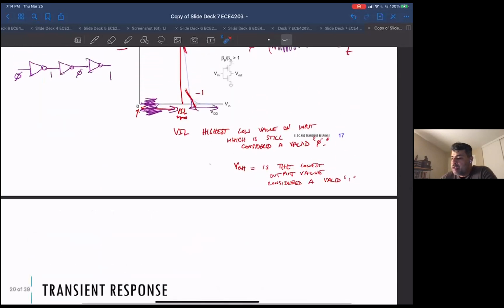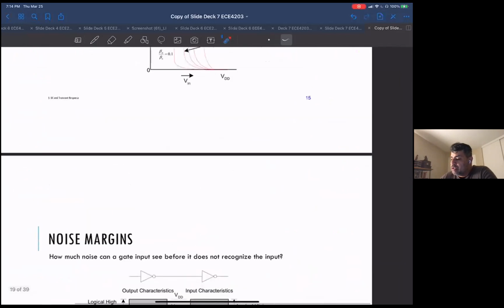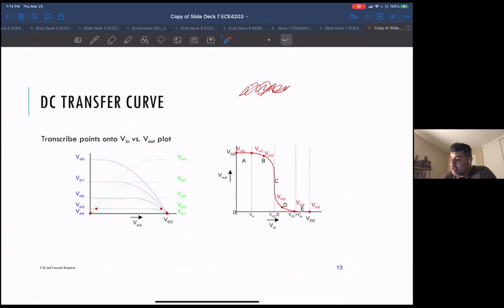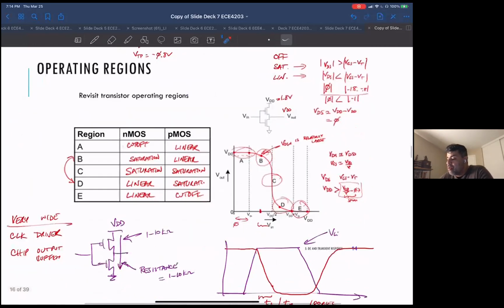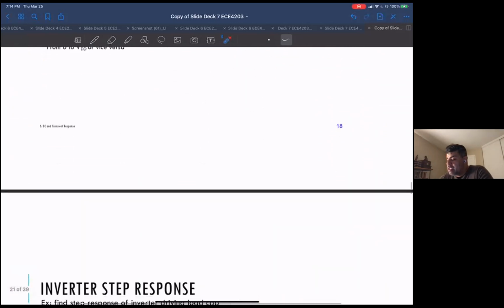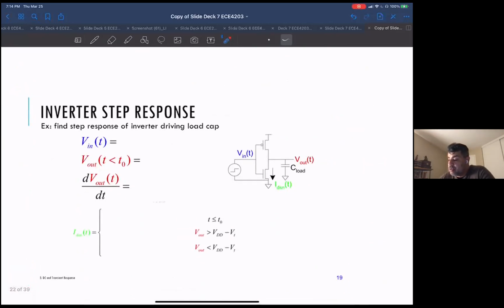So we created a simple model using these load lines to look at the DC transition, and therefore the noise margin, etc. Now we're going to do a similar thing to come up with a simple model to get an estimate for these delays. These are the simplified assumptions we're going to take. First, we're going to assume the input is a step function.